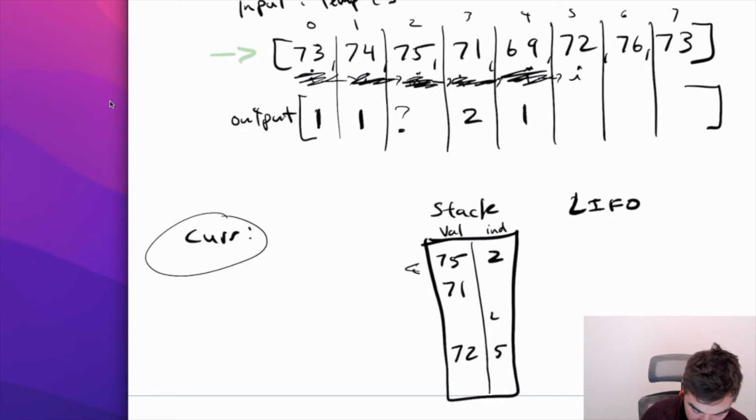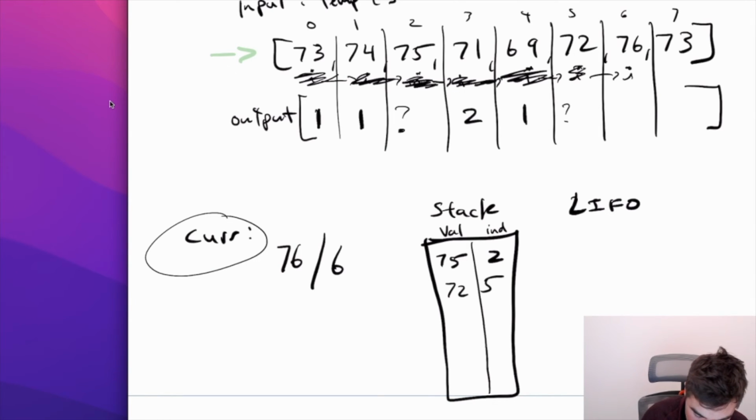Let me get rid of all this stuff. Now we have 72 and 5, and then 75 and 2 on the stack. Where are we at now? This one's still a question mark, so we move I over here. I cur is now 76 and 6 is the index, and it looks like 76 is able to figure out 72's answer. So we do 6 minus 5, right? We'll pop this guy out. And this is a 1 here.